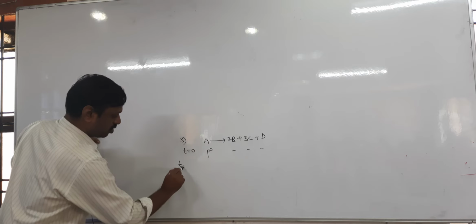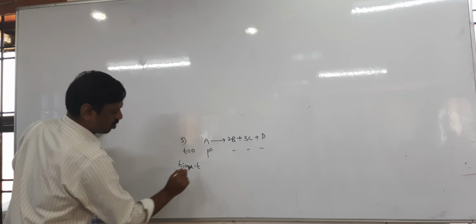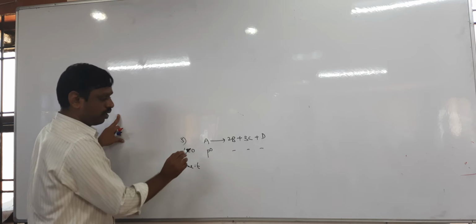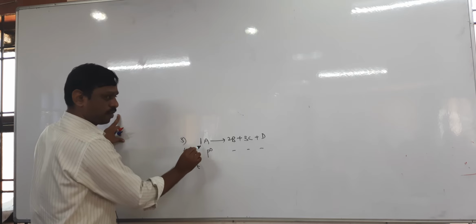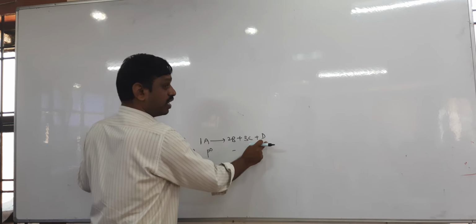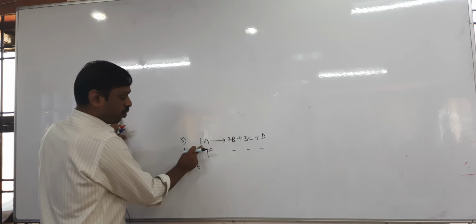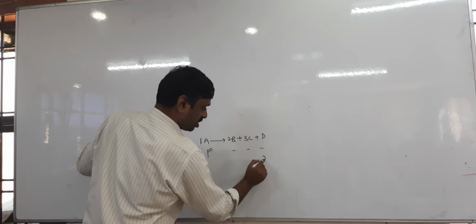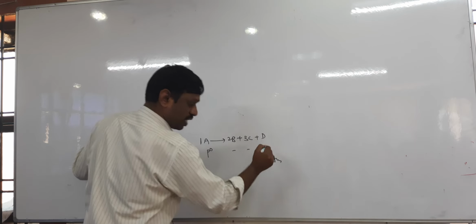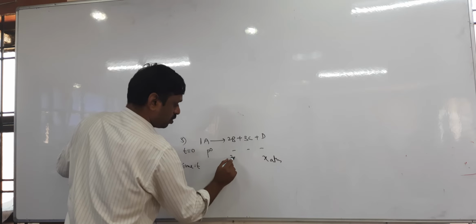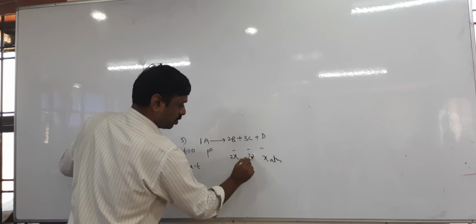When time is T, let us take, now tell me here also, you take like this, it is 1 mole, no? 1 mole dissociates to give 2 mole B, 3 mole C, 1 mole D, no? Therefore, 1 mole A gives 1 mole D. It means you take this as x ATM, so it becomes easy to calculate. If this is 1 x ATM, it becomes 2x ATM, it becomes 3x ATM.